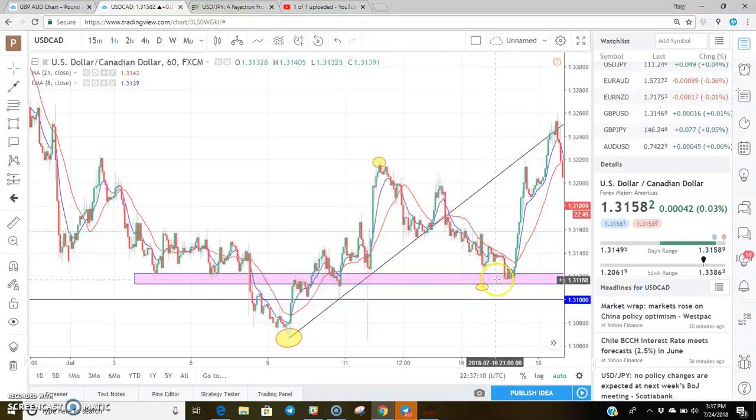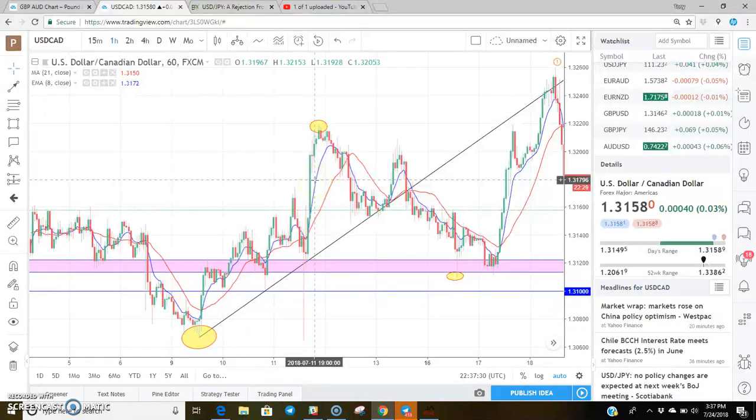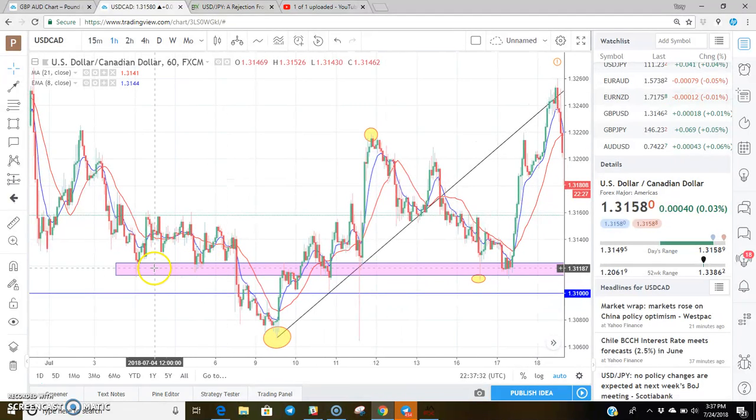I haven't looked at this chart or did anything with it since, what, July 9th. No, I would say probably from right there, probably July 11th. So about a week and a half. I haven't even looked at this pair, but as you can see, by lining up your support and resistance zones, this is just textbook.